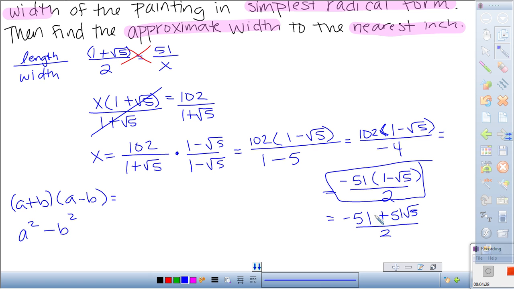This one just looks like there's just too much going on here. This one looks a little simpler. So we got the first part. Find the width of the painting in simplest radical form. Here it is. We're in simplest radical form.